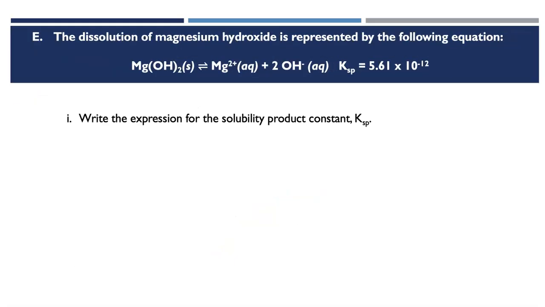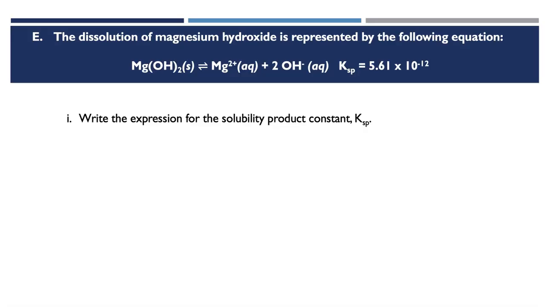And then it goes on to part E. The dissolution of magnesium hydroxide is represented by the following equation. So we have solid magnesium hydroxide on the left to establish an equilibrium with magnesium ions and 2 hydroxide ions, and we're given a value of KSP of 5.61 times 10 to the minus 12.